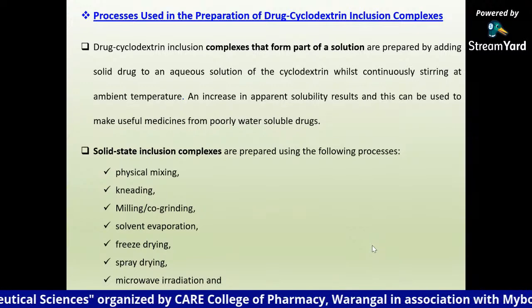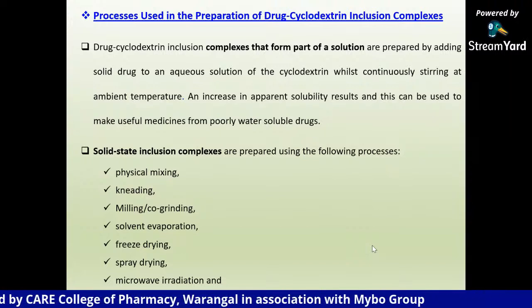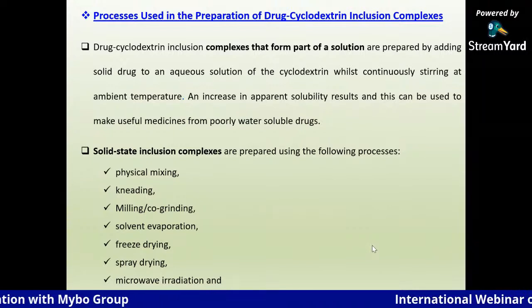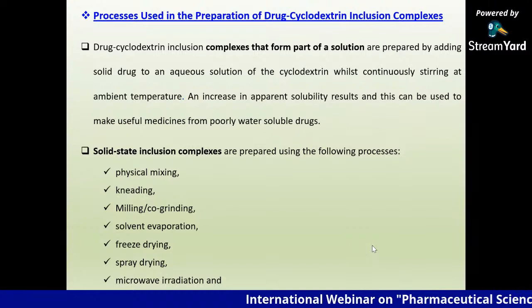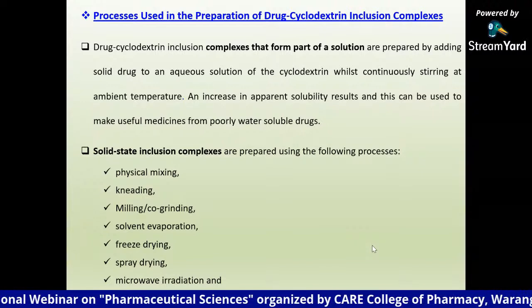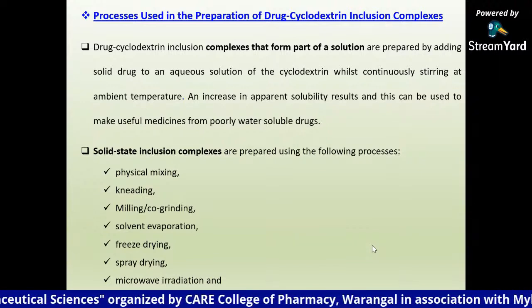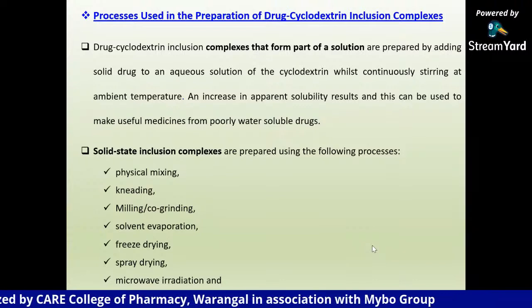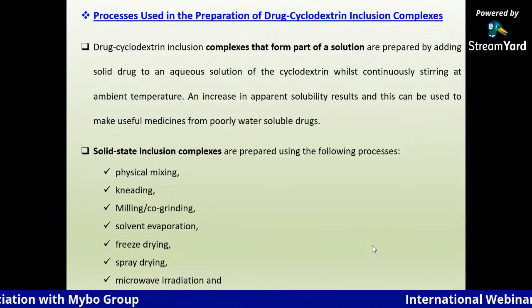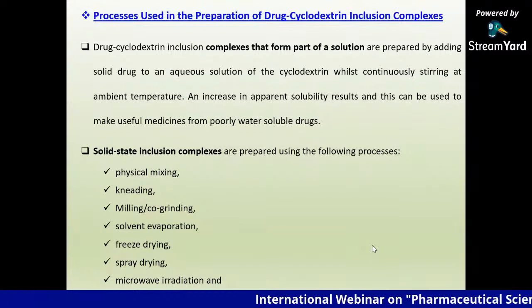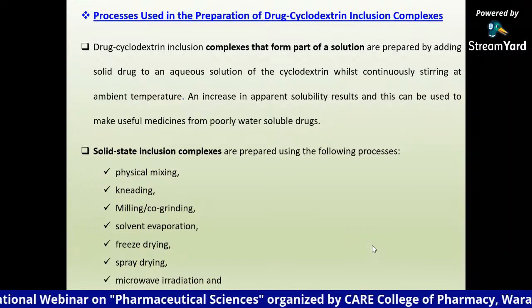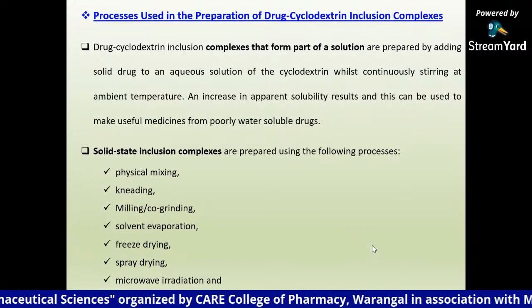And coming to the inclusion complexes in the solid state, these are prepared using various processes that include physical blending or physical mixing, kneading, milling or co-grinding, solvent evaporation, freeze drying, spray drying, microwave irradiation, and supercritical fluid processing. So I repeat, there are various preparatory techniques to form solid state inclusion complexes.